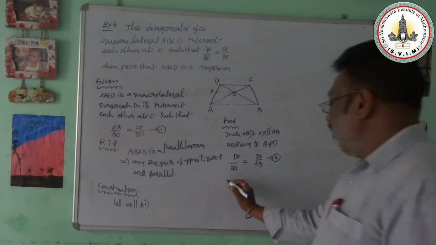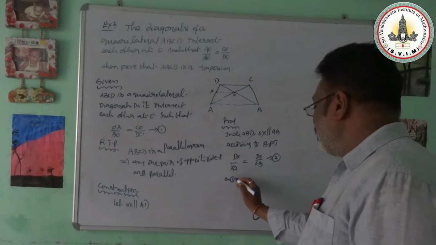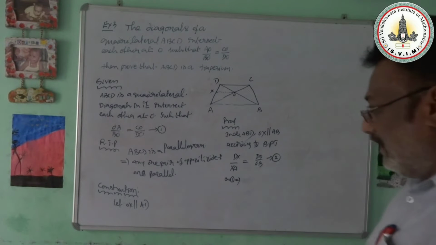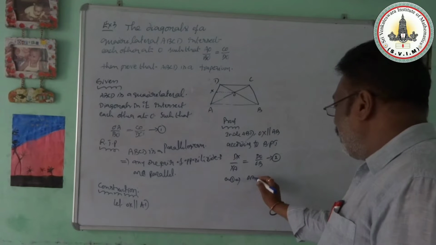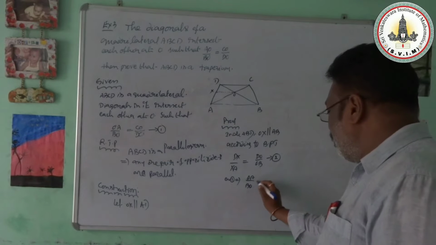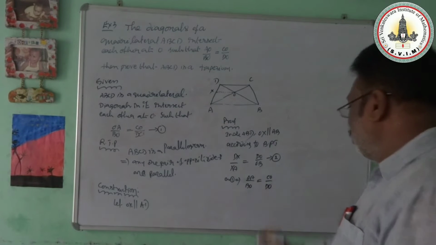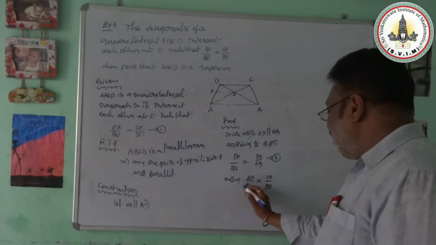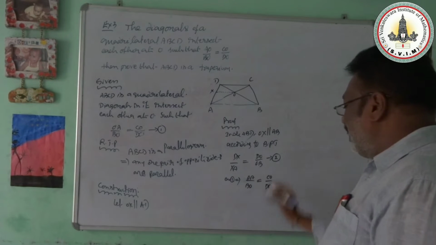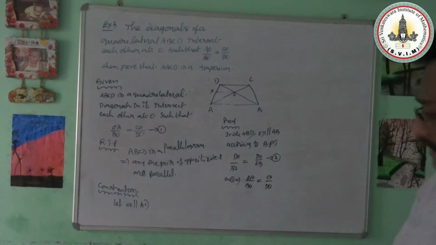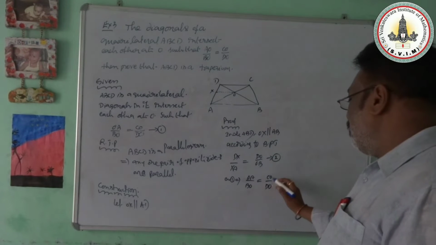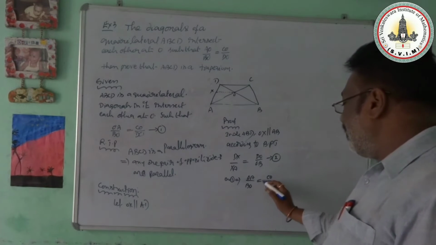So here, what is equation 1? That is given: OA by BO is equal to CO by DO. Now I am sending this division by BO to the other side of the equal sign. It will be changed to multiplication. And the multiplication by CO I am sending to the other side of the equal sign.